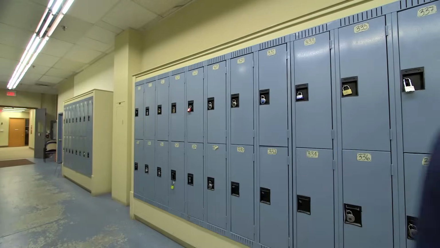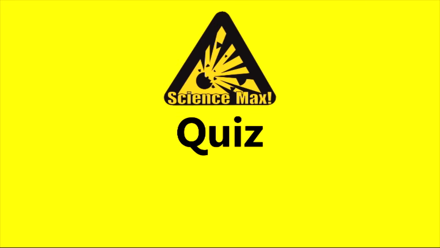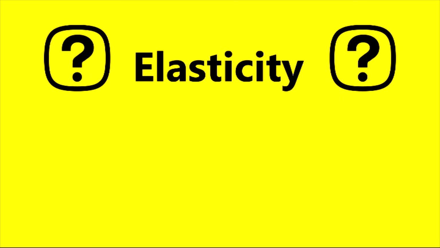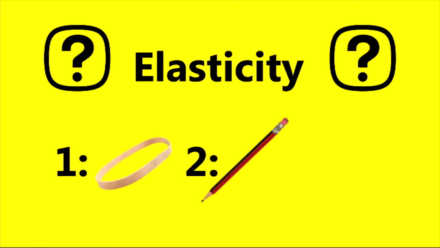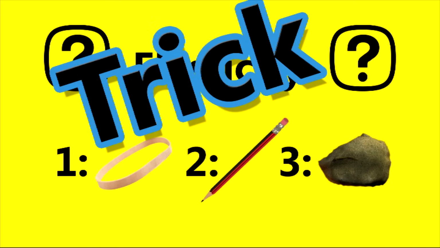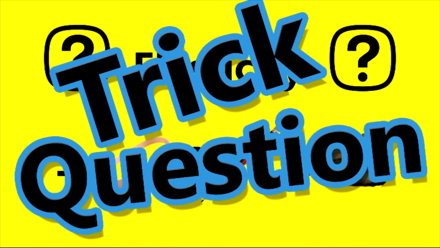Now it's time for a Science Max quiz. Elasticity is the ability for a material to return to its original shape when deformed, like this or this. Which of these materials have elasticity? A rubber band, a pencil, or a rock? Haha! This is a trick question. The answer is all three.